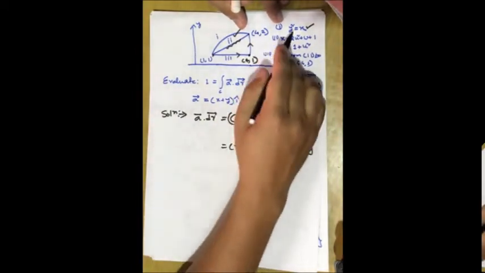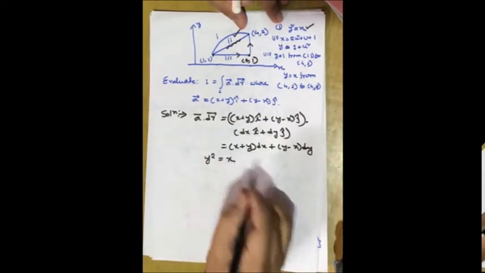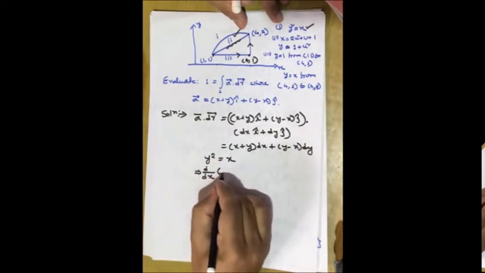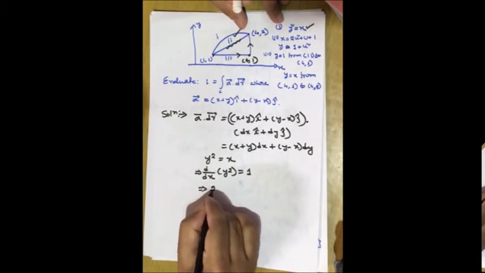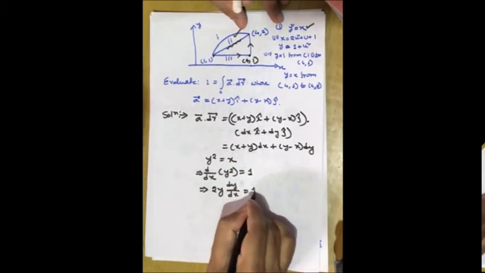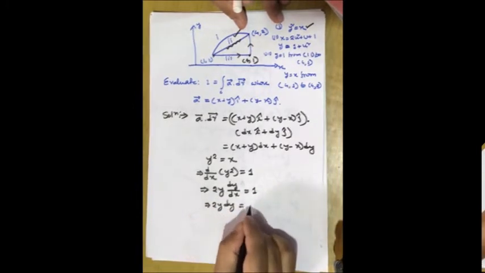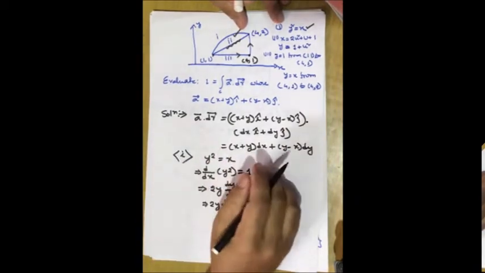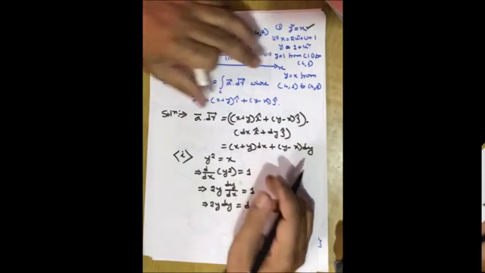Okay, and we are given that y² = x. So let's do the differentiation with respect to x. Then this will be 1, so 2y dy/dx = 1, so 2y dy will be equal to dx. So this is from this point to this point through the route y² = x.